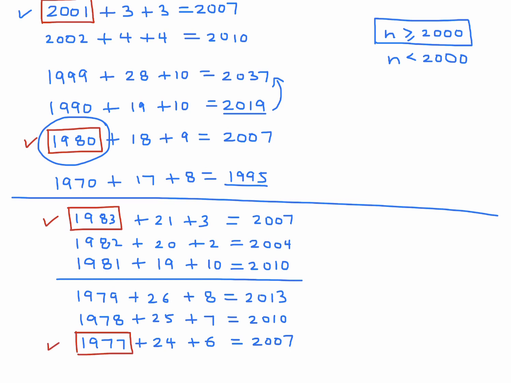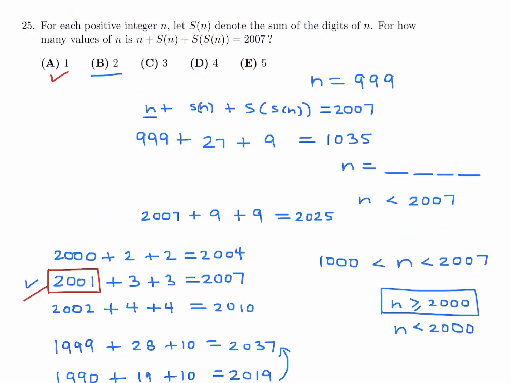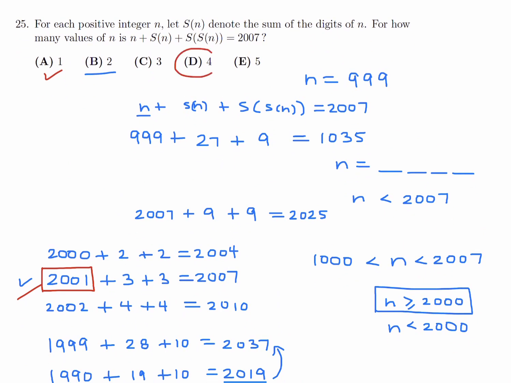And the good news is that those are the only ones. 2001, 1980, 1983, and 1977. And the answer to this question, therefore, is 4.